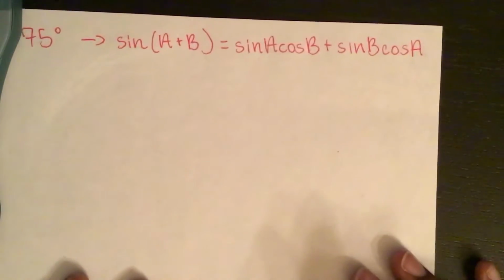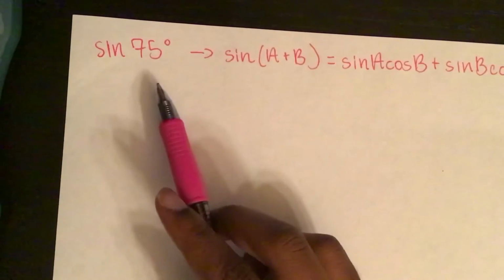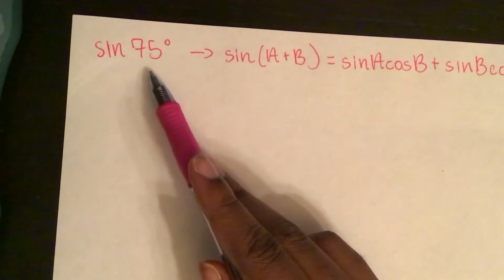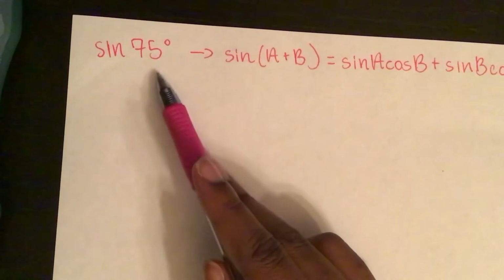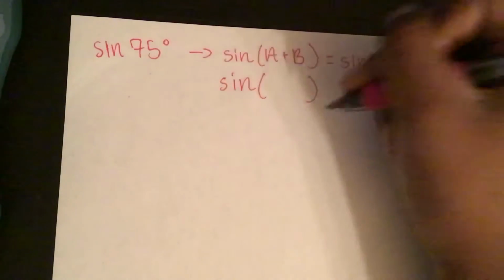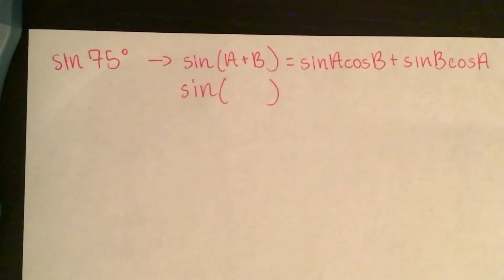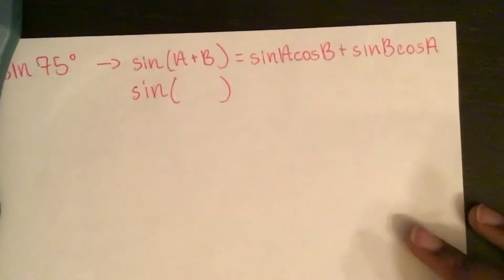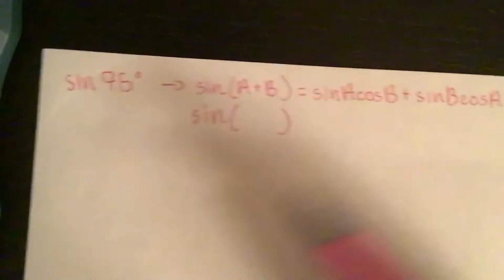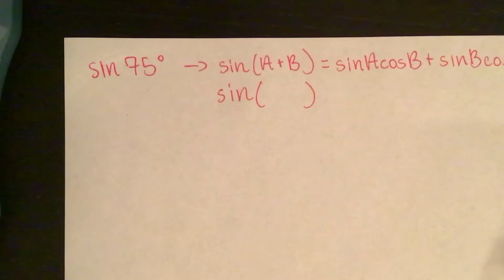What we're looking for is two numbers that we can use to divide 75 into an A and a B. So, thinking back to our unit circle, what numbers do we know that we can utilize to get the exact values of the sine of, say, 75? Right off the bat, I immediately think of 30 and 45, because remember what I said.